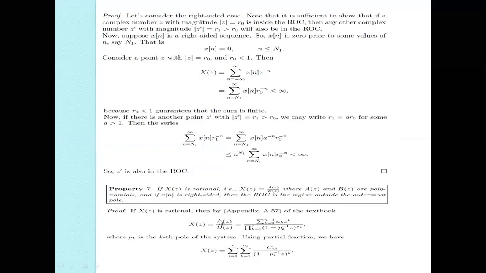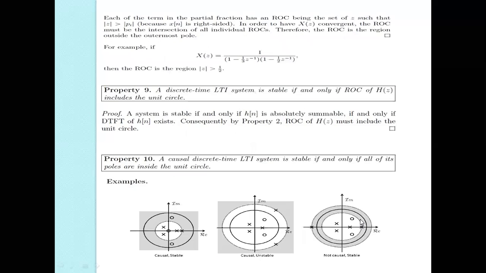Let us say here X(z) is equal to A(z) by B(z). A(z) is a sum of a_k z^k, and B(z) we can represent as a product over poles, 1 minus p_k z^-1, p_k^-1 and z whole power k, and simplify this. We'll get z is greater than p1, on the right side, because x[n] is right-sided. 1 by 1 minus 1/3 z inverse, 1 by 1 minus 1/2 z inverse.